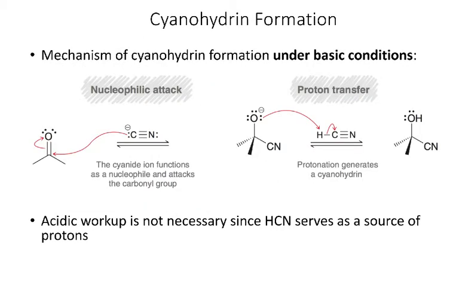The mechanism for the cyanohydrin formation is the same basic mechanism for nucleophilic attack under basic conditions that we've seen before. We start with the nucleophilic attack and then followed up with a proton transfer. I don't need to add another proton source because the HCN is a sufficiently strong acid to protonate this intermediate.